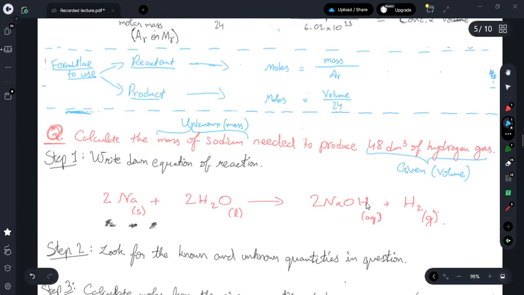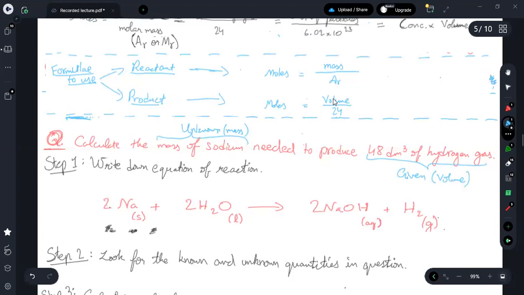So in short, we are standing over here with the volume. We have to know the moles of this hydrogen gas so that we can move on to know the moles of the sodium that would form using this equation. And then when we know these moles of the sodium, we would calculate the mass of the sodium as required in the question.